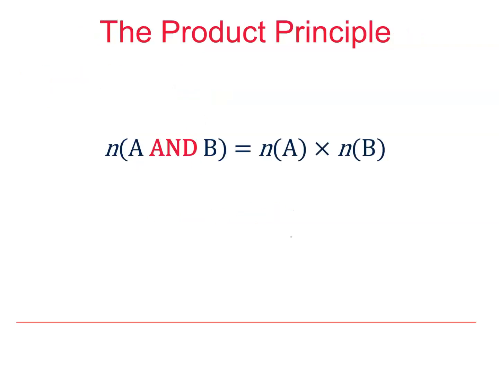This is an example of the product principle. The number of ways of choosing from A and from B is the number of ways of choosing from A times the number of ways of choosing from B.